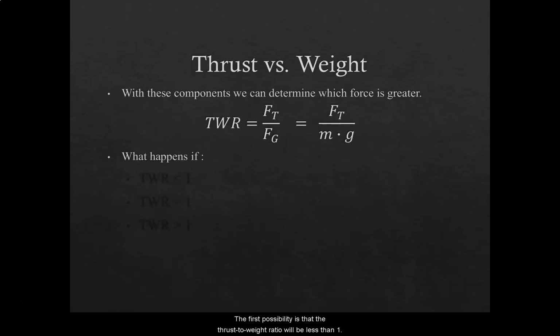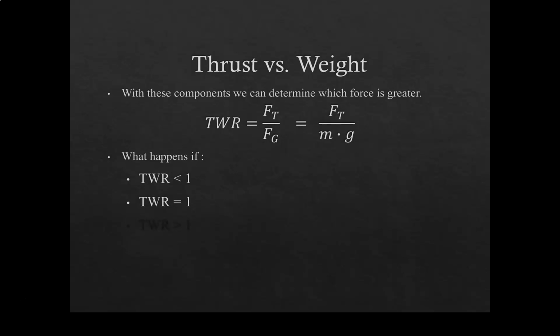The first possibility is that the thrust to weight ratio will be less than 1. If it is less than 1, that means that you have the situation we showed earlier where the resulting net force was pointing downward. And that means you will not launch. You don't have enough thrust to overcome just the weight of the rocket itself.